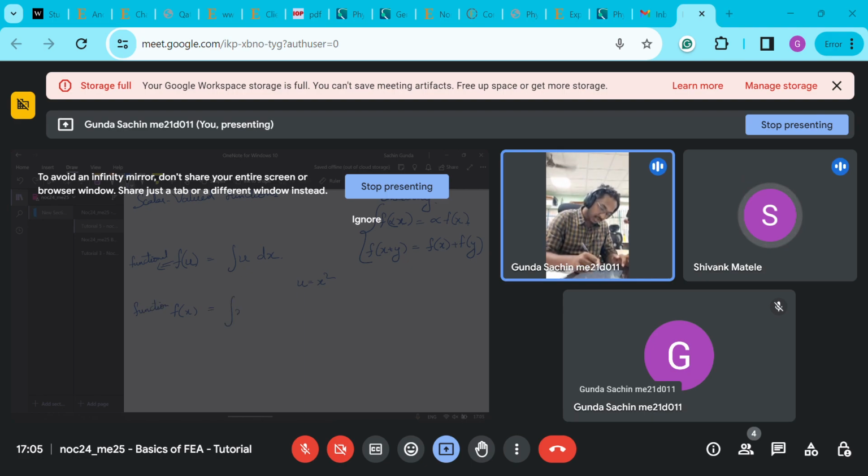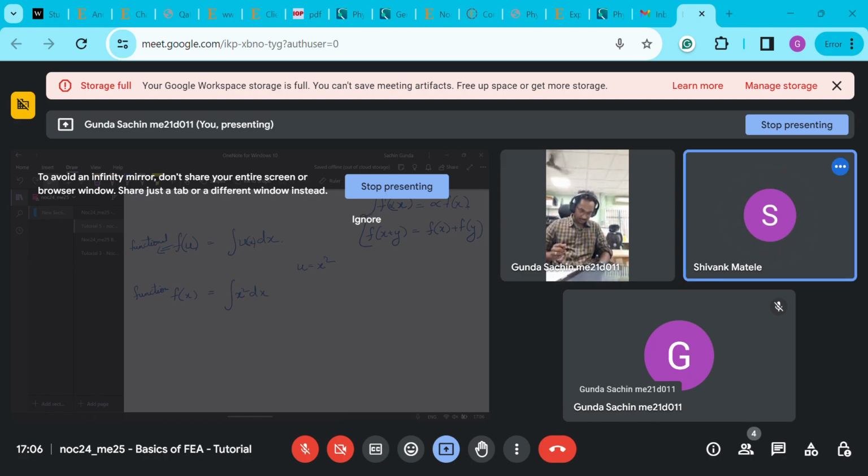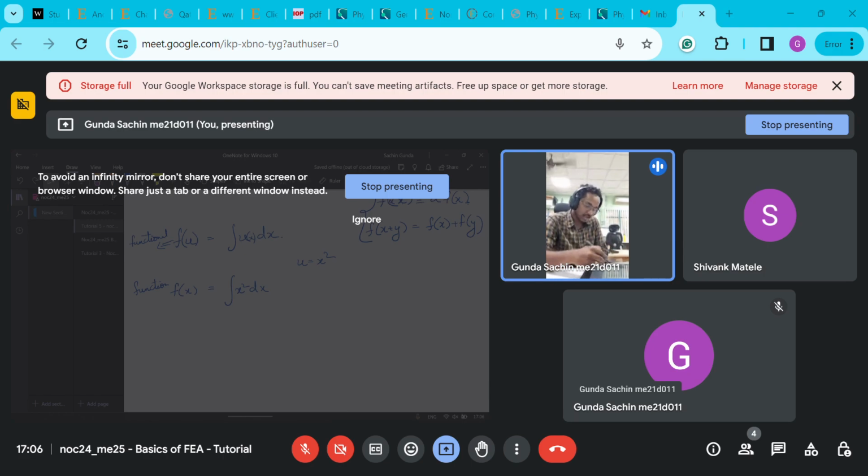Get it? Yes. So if you want to write it as a function, this would be f of x is equal to integral x square dx. Okay. So when we are writing s is equal to integral of under root of 1 plus du by dx, then it is okay. Yeah, so sometimes we can write a function in the form of a functional, you can.